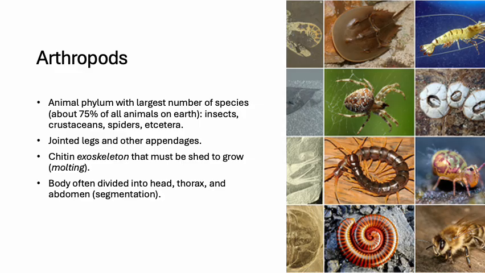Now let's move on to the arthropods, the most successful phylum on Earth, making up about 75% of all species. In the ocean, their representatives are mainly crustaceans. Arthropods are characterized by their jointed appendages and an external skeleton made of chitin. Because the exoskeleton doesn't grow with them, they must periodically shed it in a process called molting.